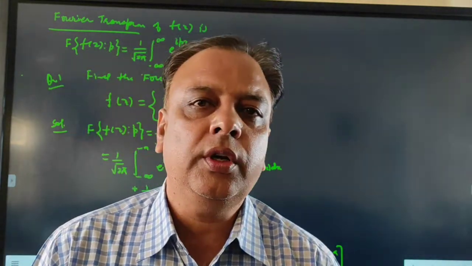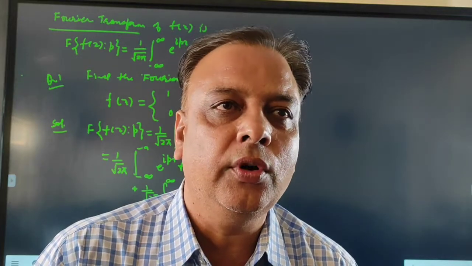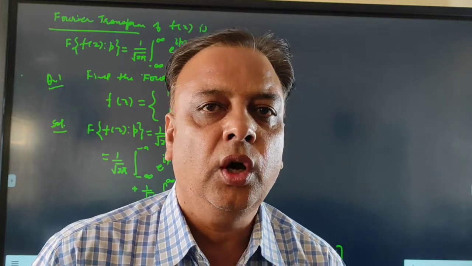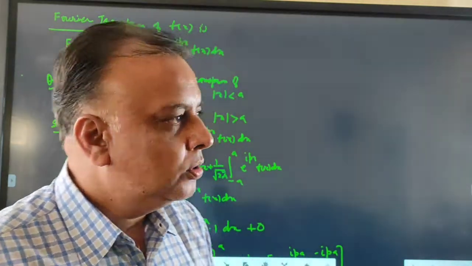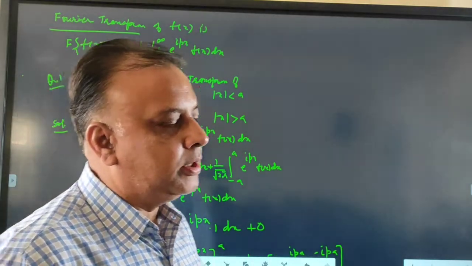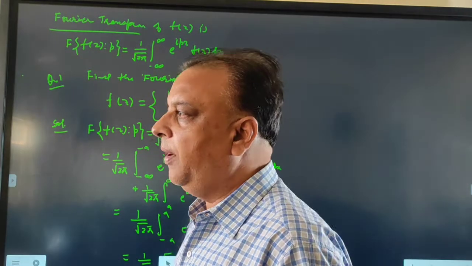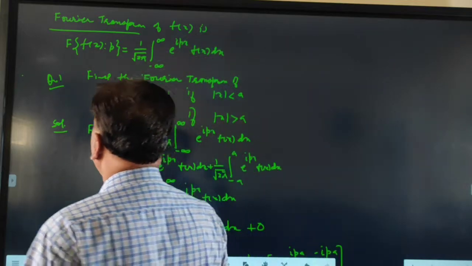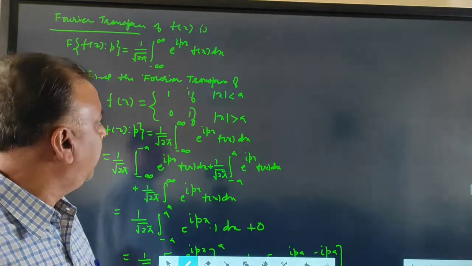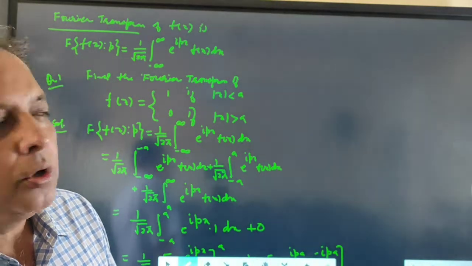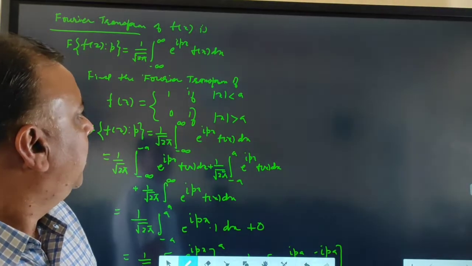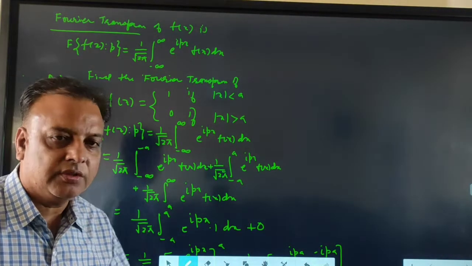Today, we are going to discuss how to calculate the Fourier transformations and the Fourier sine or cosine transformations of the given functions. As we have discussed, the Fourier transformation of the function f(x) with respect to the parameter p is given by 1 upon root 2 pi integral from minus infinity to infinity e raised to iota px f(x) dx.